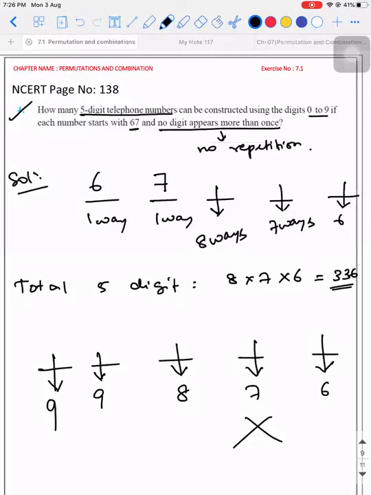Right? In the second place, how many digits can you put? It is still 9 only, because now 0 is added. Here you can put a 0.